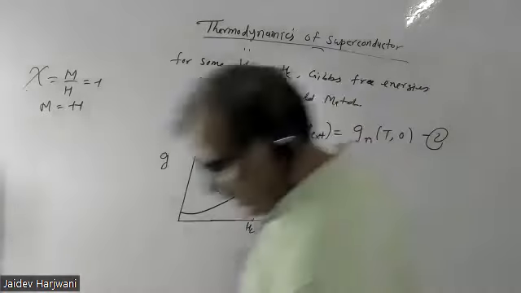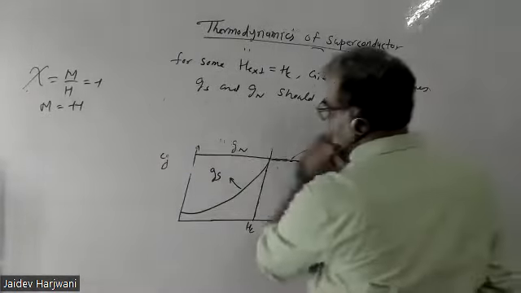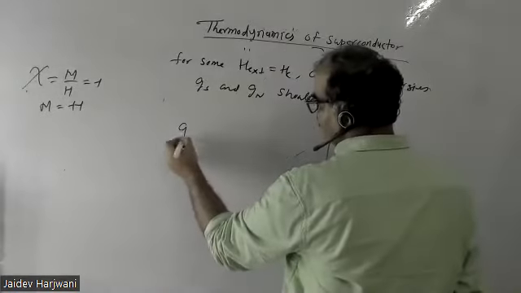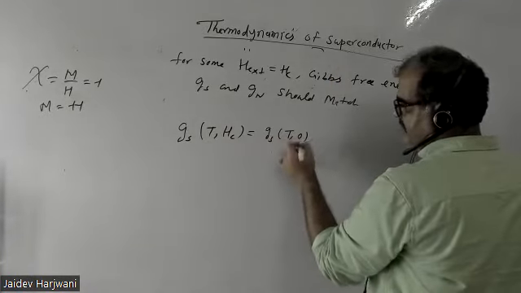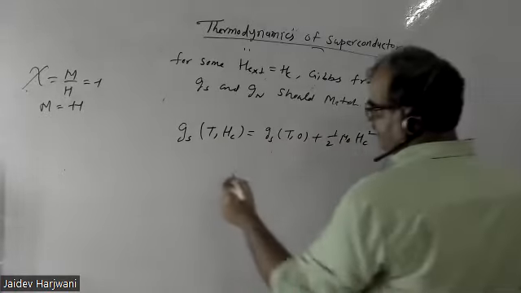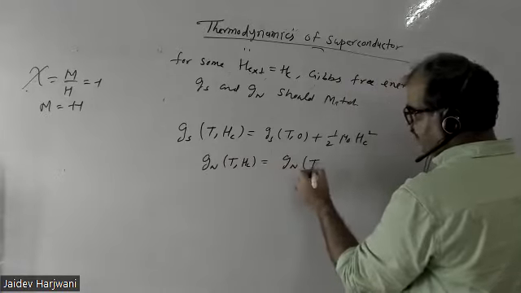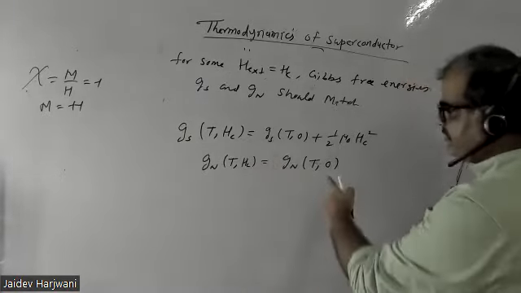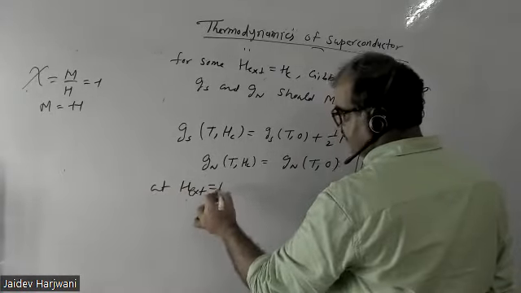Okay, so if you match, suppose I want to write the Gibbs free energy at H equal to Hc. At H equal to Hc, the Gibbs free energy of the superconductor is given by GS(T,0) plus half mu naught Hc square, and the Gibbs free energy of the normal state is GN(T,0). Now both should match at T less than Tc, at H external equal to Hc.